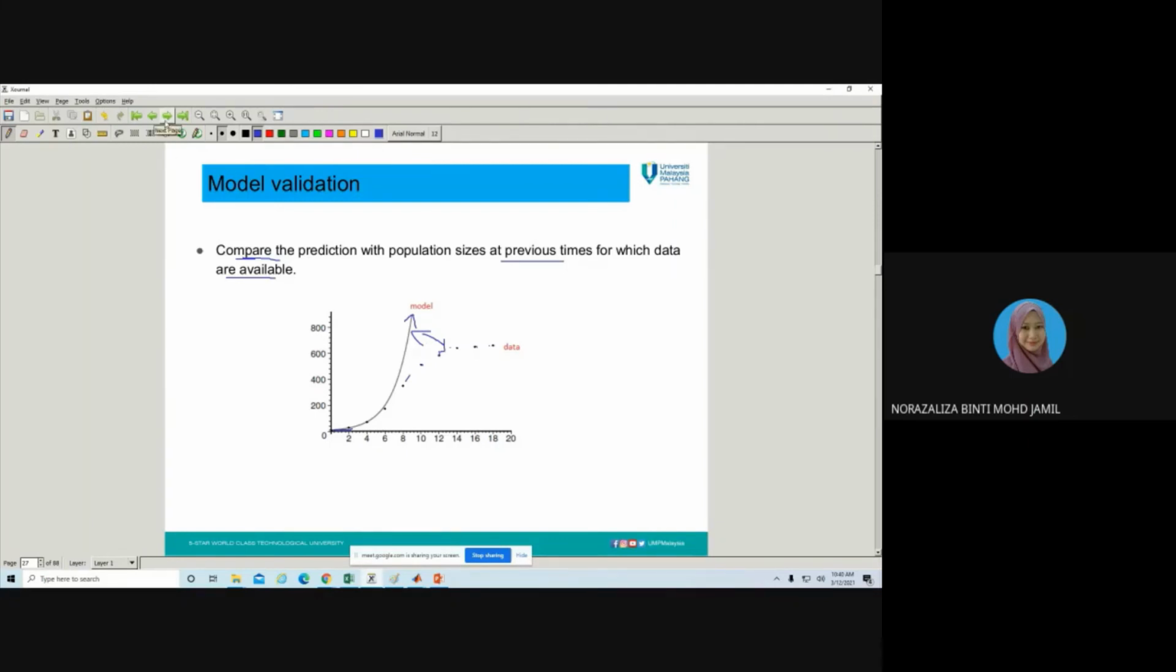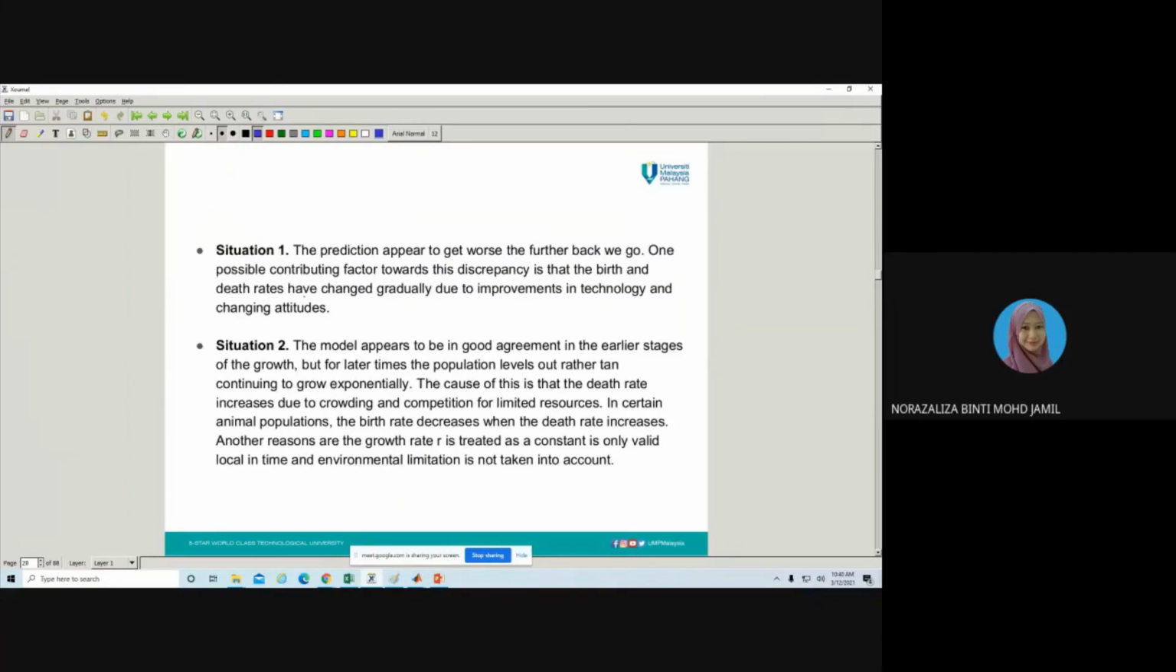But if you do the modeling, you can always have justification. Okay, so we can say situation 1. The prediction appears to get worse the further back we go. For example, the prediction is good for 2020. It can predict very well. But when you test the same model on an earlier time, for example, 1800, the model cannot predict it well. Okay, it's not matched. So why? We need to answer why it happens.